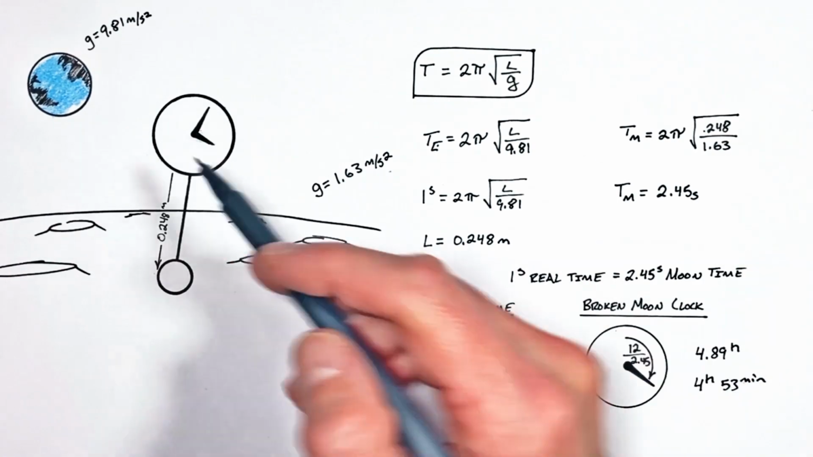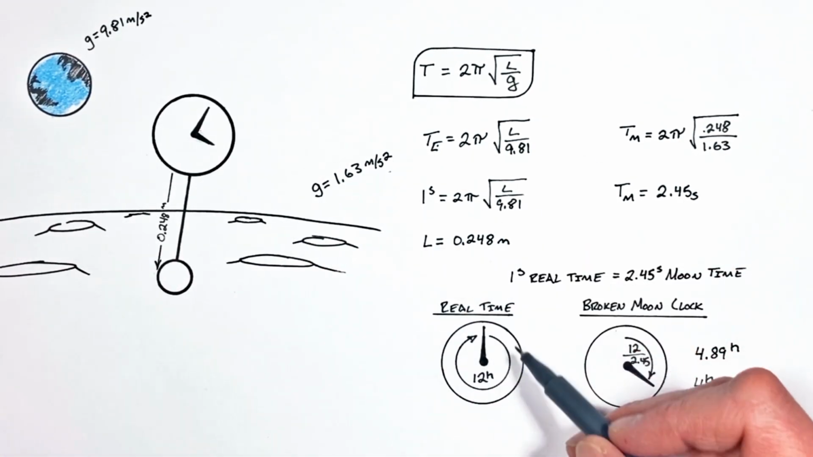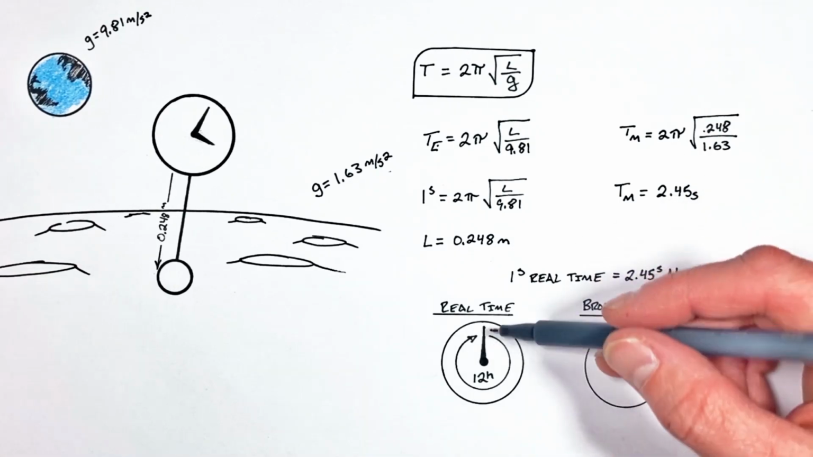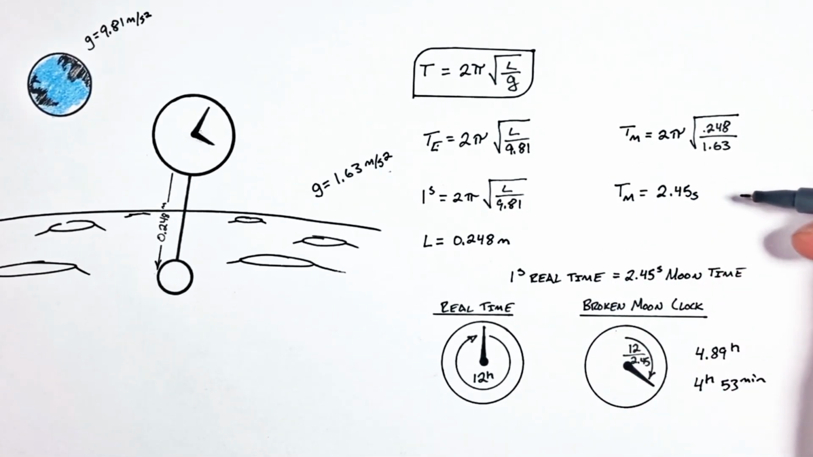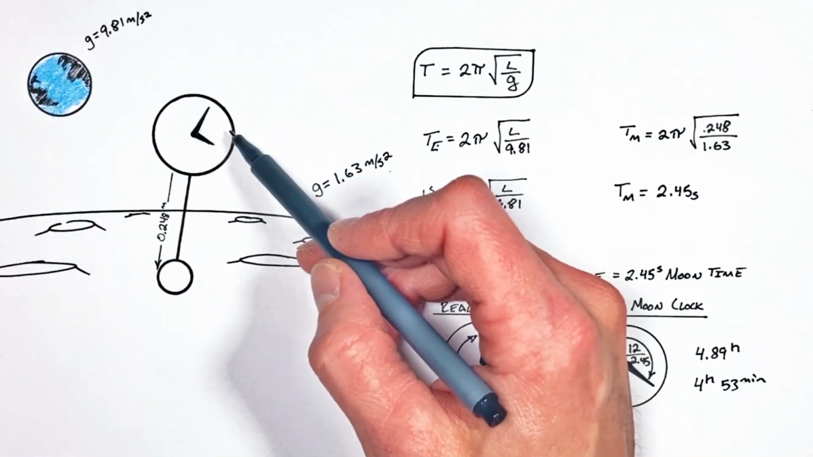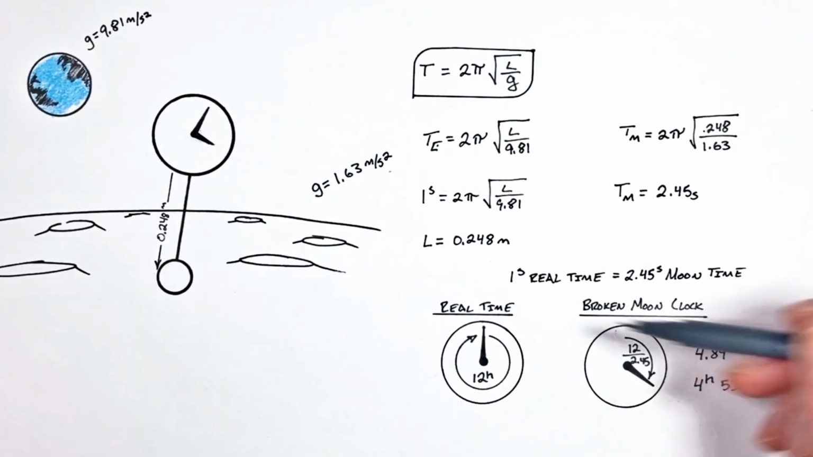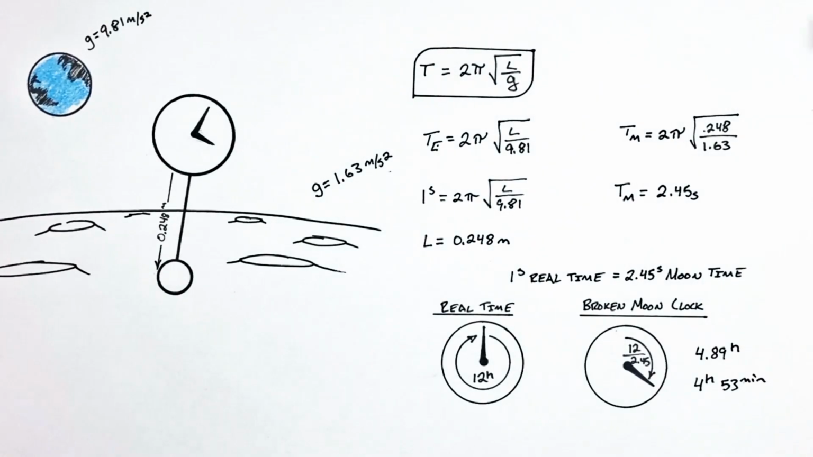So in short, regardless of how much time you're dealing with elapsing on Earth, if you take that total time and divide it by 2.45, you're going to get the total time that some pendulum clock reports has elapsed on the moon. So I hope you found this useful.